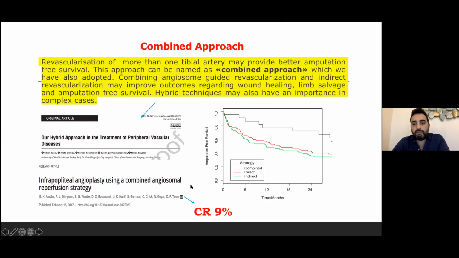The pitfall of this study is that the combined revascularization approach was only 9% of the study. So further studies are needed.